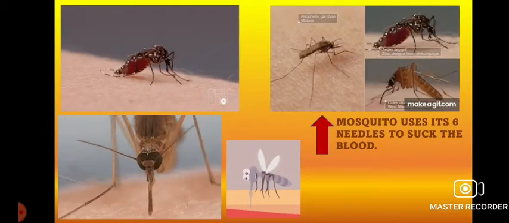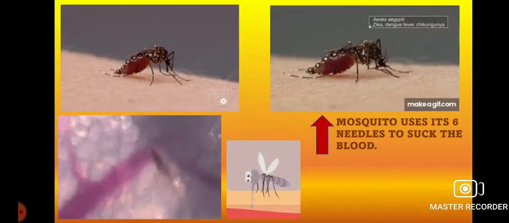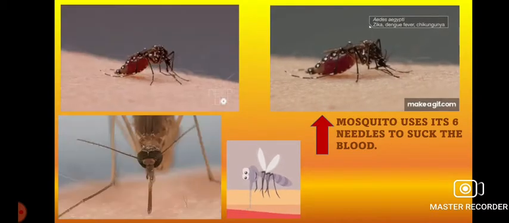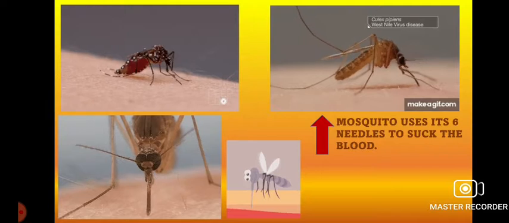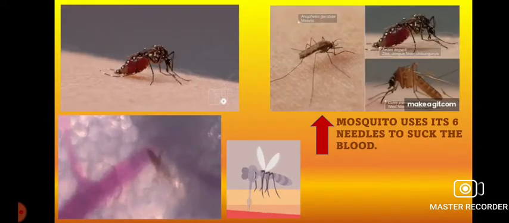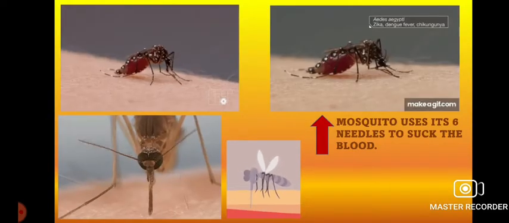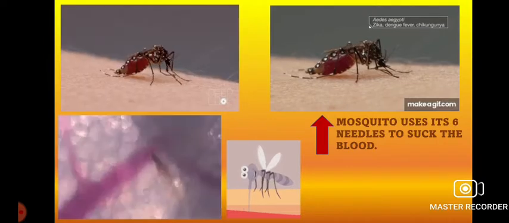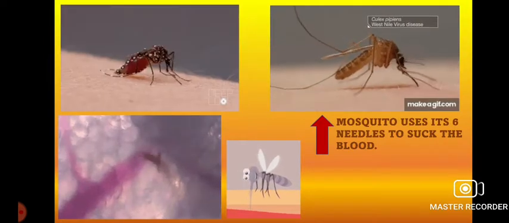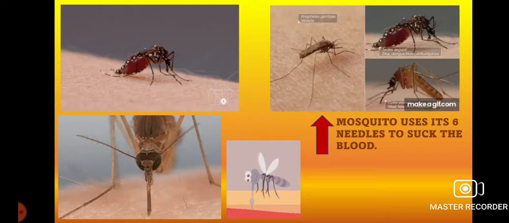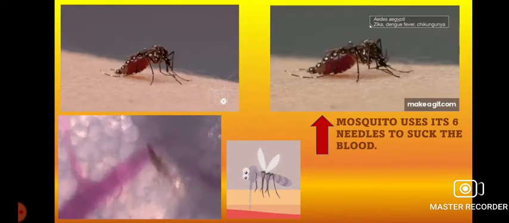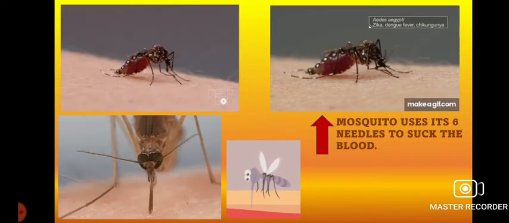Okay, so we can tell from here that with the use of its 6 needles the mosquito sucks the blood, and there is a long straight tube in the body of the mosquito which helps them to suck the blood.